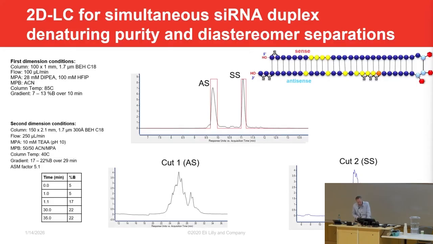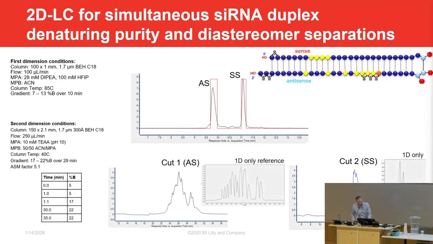So for our antisense strand here, there's in theory 32 diastereomers. For every PS bond, it's 2 to the n number of PS bonds. So there's 5 PS bonds, so 32 diastereomers total. Our sense strand has 1 PS bond, so that's only 2 diastereomers. You'll see the chromatograms look like garbage in both cuts, so this is not what we expect.